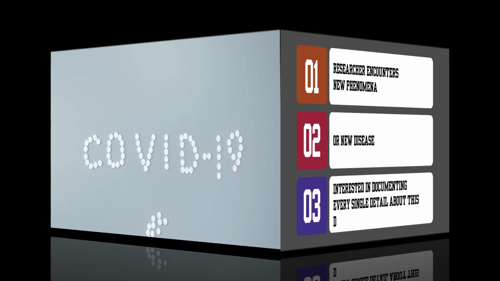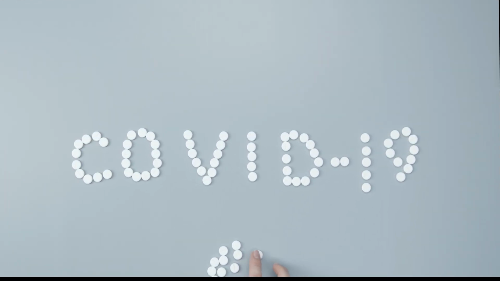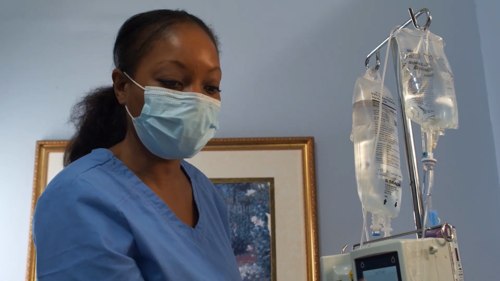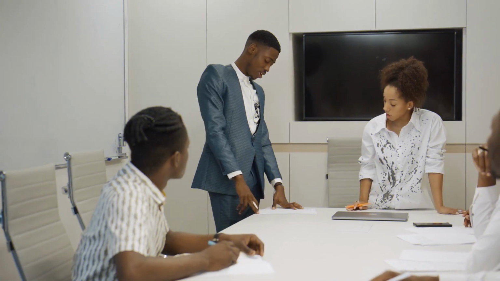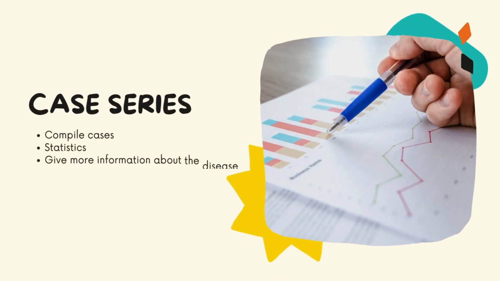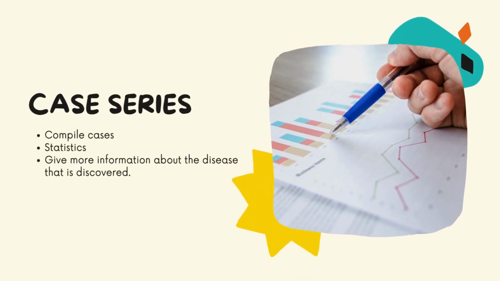Okay? For example, in COVID, when we had COVID, so many case reports were published by different people who were experiencing COVID for the first time and wanted to document what they were experiencing. Now, when all these cases are put together, when the cases start piling up, okay, you compile them and you do some statistics, you give us some means. Now what you have is a case series, okay?